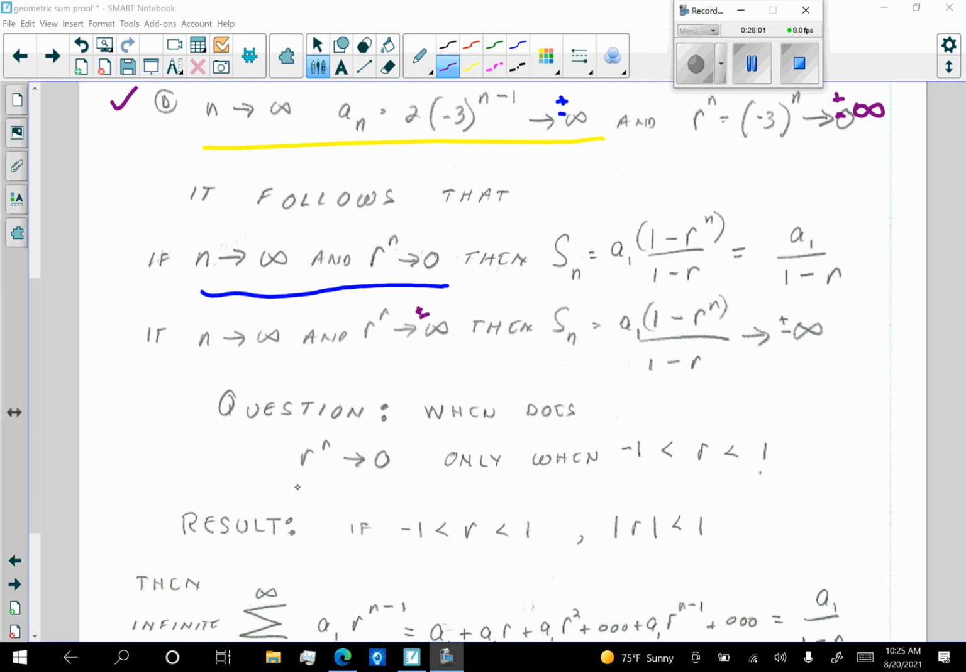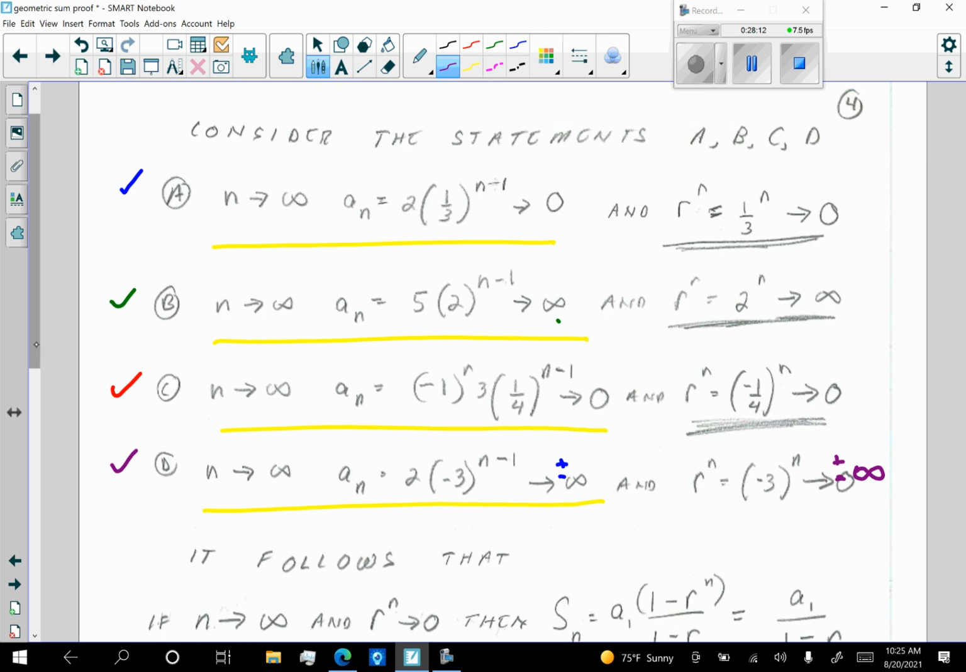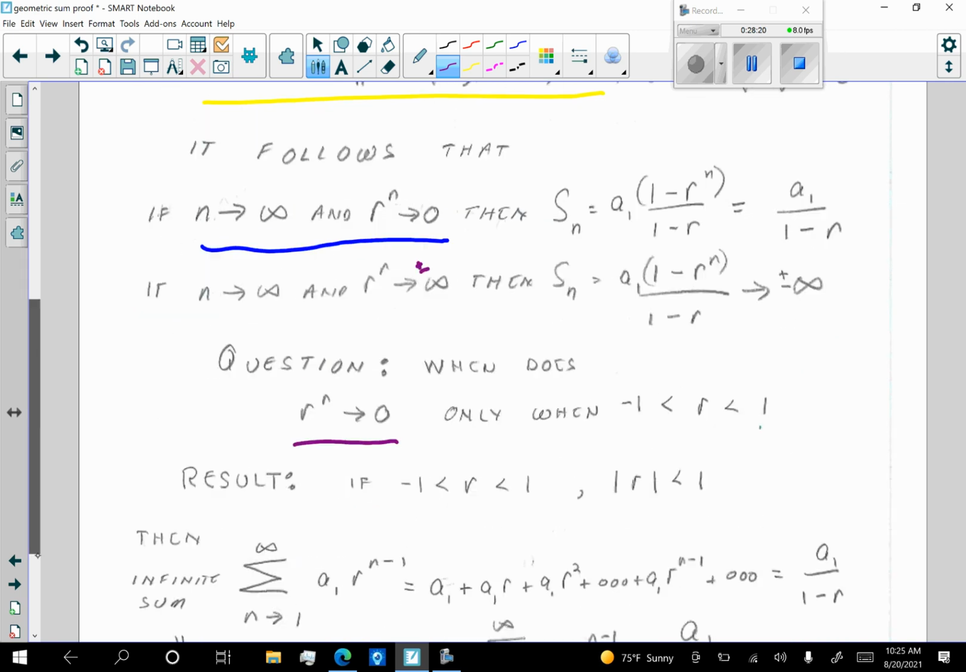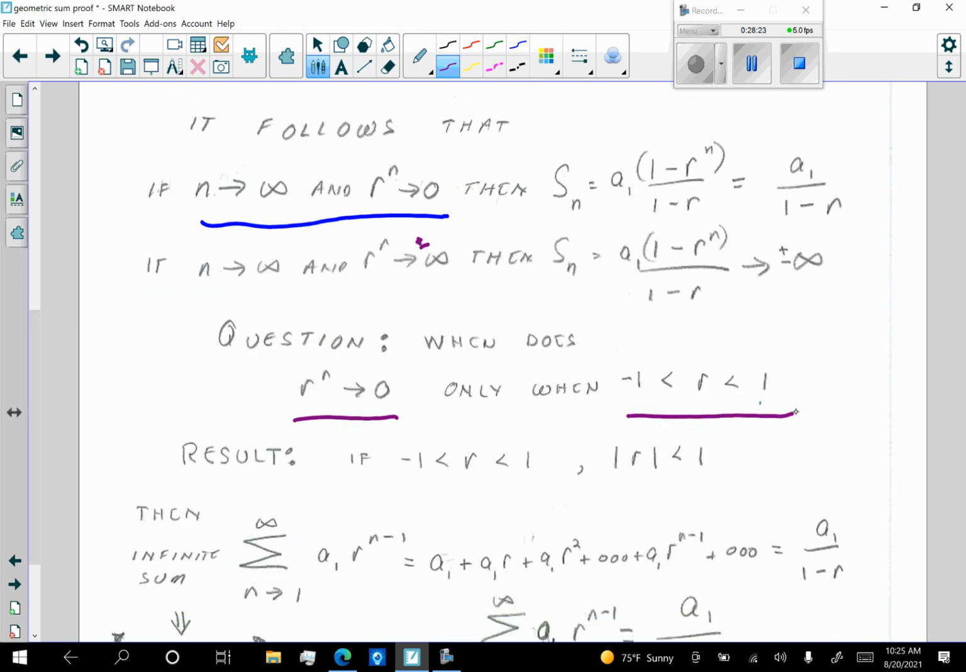And the most important question then: when does r to the n go to 0? If I look at my examples, when did r to the n go to 0? It's when r was 1/3 and when r was -1/4. What do you know about 1/4, -1/4 and 1/3? Those are numbers between -1 and 1. Wouldn't this formula hold any time r was between -1 and 1? That formula would work because that guy is going to 0.